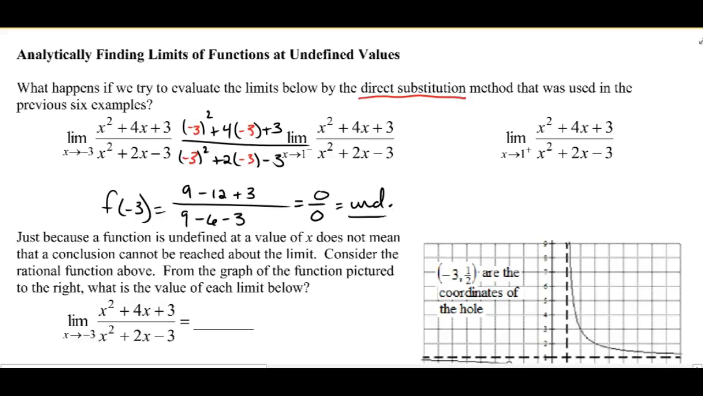Let's check these other two functions. I'm going to go ahead and set these up so we can evaluate them very quickly and see what other kinds of situations I can get with these different values.